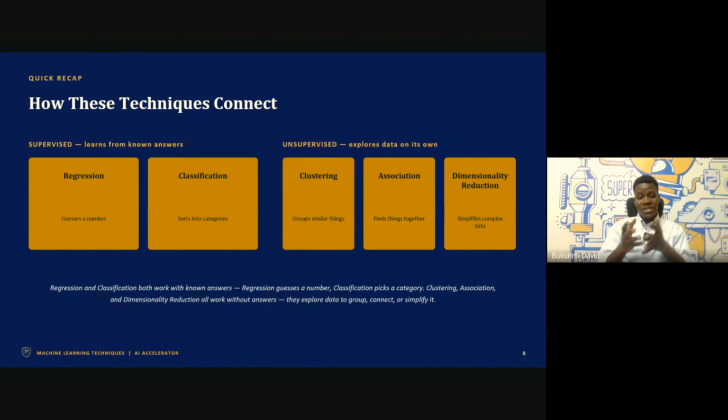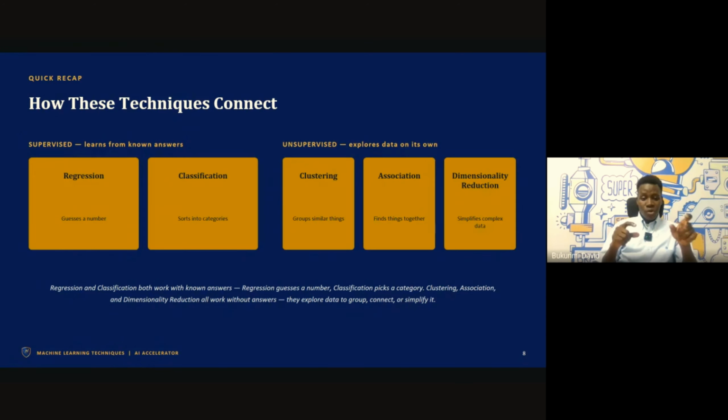Finally, how these techniques connect. So we have supervised learning, which learns from known answers. And under this supervised learning, we have regression, and then we also have classification. Then for unsupervised learning, this is a learning type that explores data on its own and finds patterns to identify by itself. Under it, we have clustering, association, and dimensionality reduction.